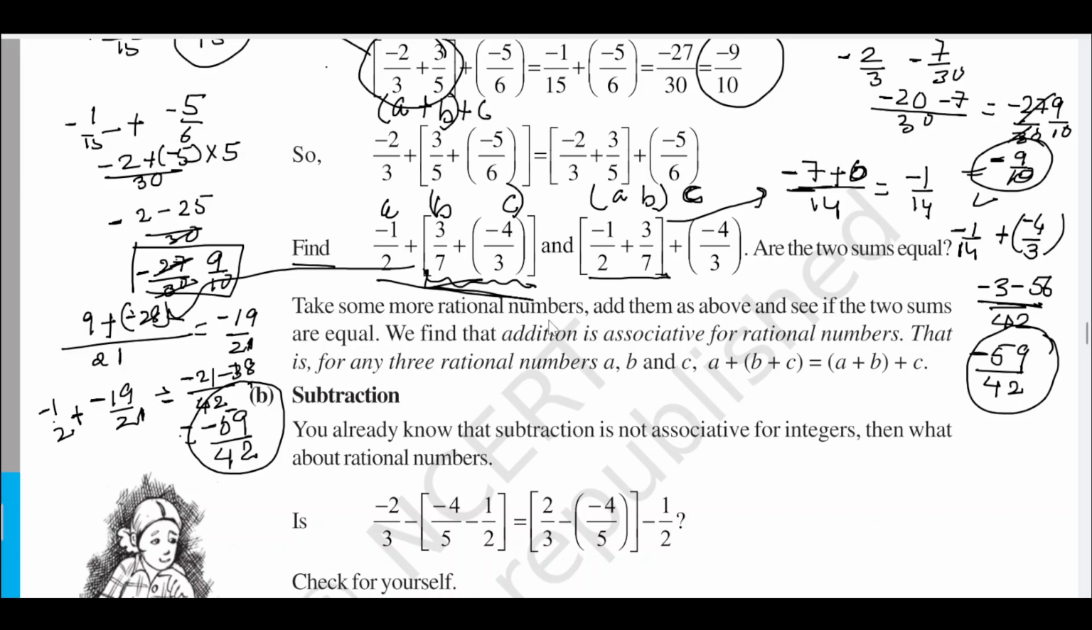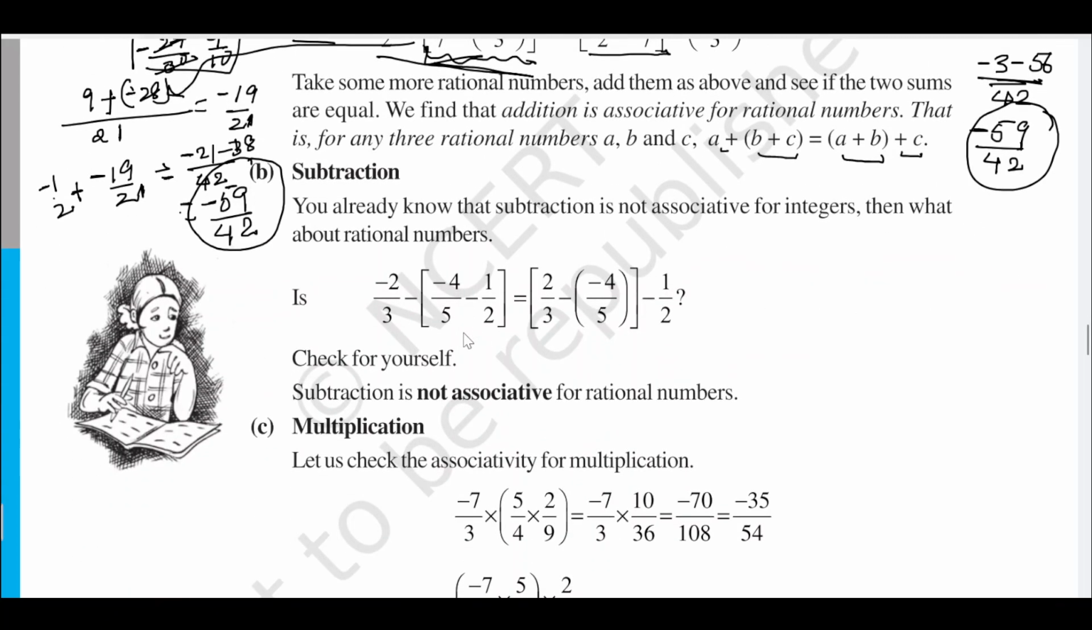Take some more rational numbers, add them as above, and see if the two sums are equal. We find that addition is associative for rational numbers. That is, for any three rational numbers a, b, and c, a plus bracket b plus c bracket close is equal to bracket a plus b bracket close plus c. Just grouping. We don't change anything in the associative property. We don't change the position. A, B, and C are all in their positions.